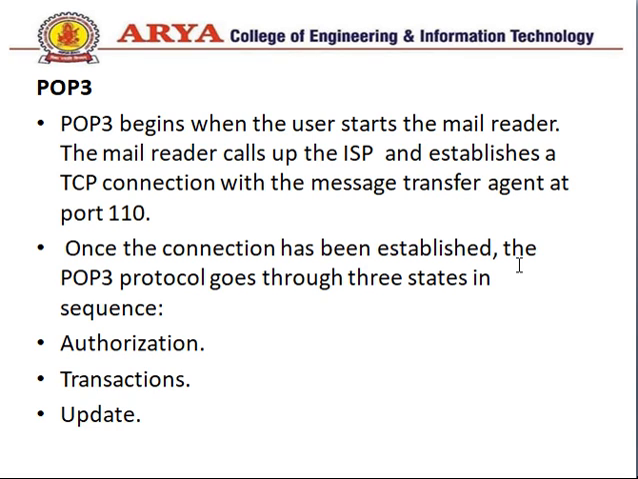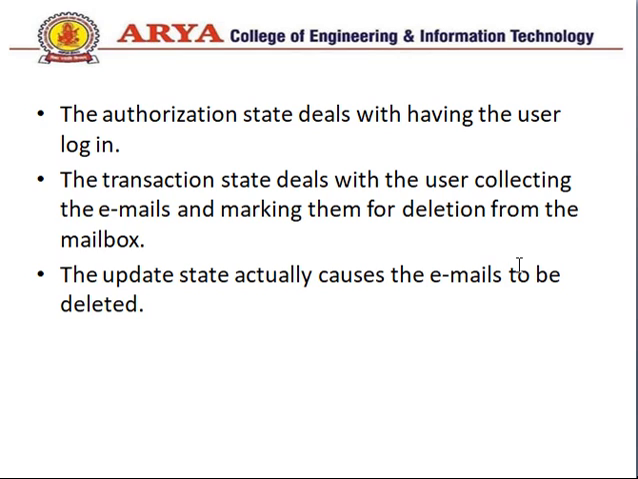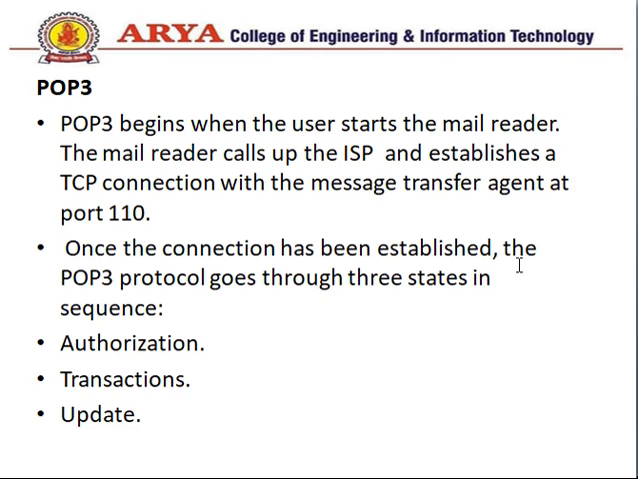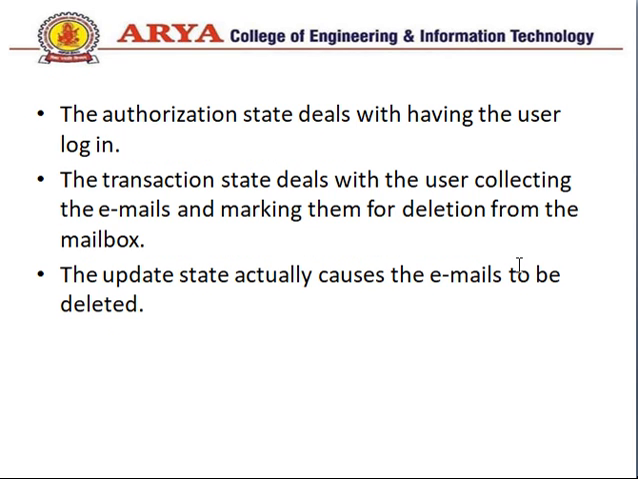Once the connection has been established, the POP3 protocol goes through three stages, right? So after establishing the connection, the three stages will be performed. The first is authorization, the second is transaction, and the third is update. Let's understand what these three stages perform. The authorization state deals with having the user log in. Authorization in itself we can understand: it will authorize the user to properly log in.